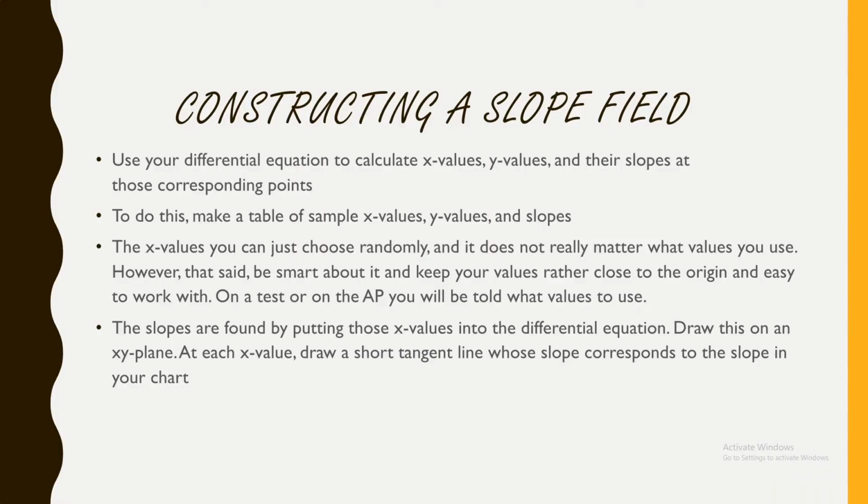Constructing a slope field. Use your differential equation to calculate x values, y values, and their slopes at those corresponding points. To do this, make a table of sample x values, y values, and slopes. The x values you can choose randomly, and it doesn't really matter what values you use. However, be smart about it and keep your values rather close to the origin and easy to work with. On a test or on the AP exam, you will be told what values to use. The slopes are found by putting those values into the differential equation.